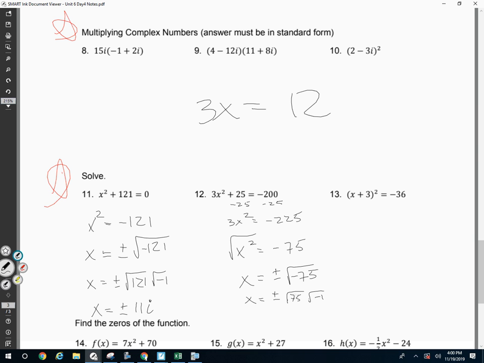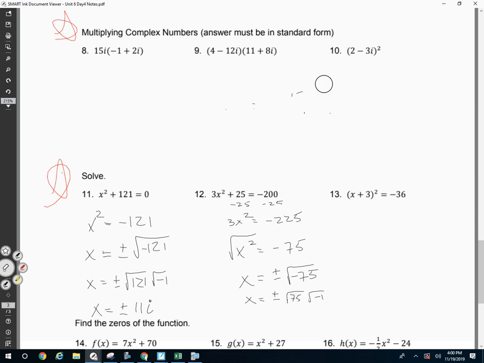Perfect. Yes. Yes. Don't forget the plus or minus. We are almost there. It is the home stretch. Stay with me.